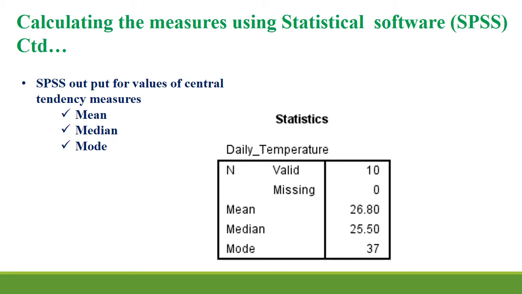So what is the mean? Mean is 26.8. And what is the median? That is 25.5. Then what is the mode? That is 37. This is according to the 10 days temperature data collection I mentioned previously. So we can get the mean, median and mode using SPSS as well.